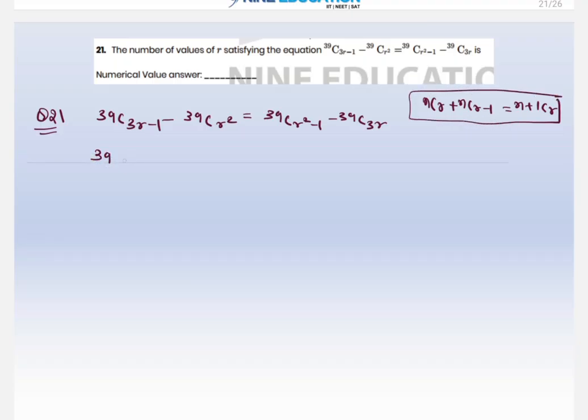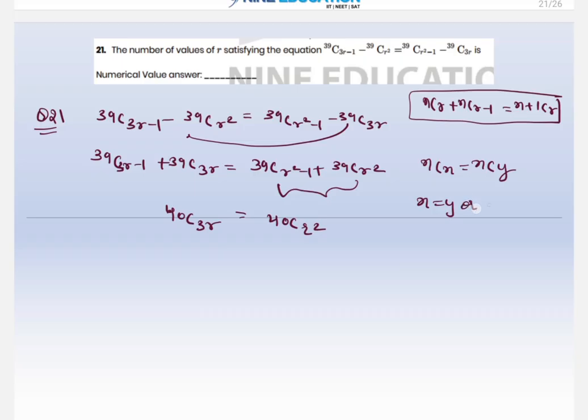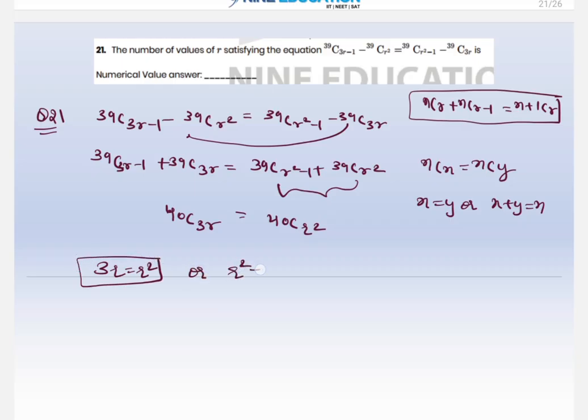Now 39C(3r-1), take it there, so this is plus 39C(3r). Now this is 39C(r²-1) plus 39C(r²). This plus this will be equal to 40C(r²), and this is equal to 40C(3r). Now whenever nCx = nCy, either x = y or x + y = n. So 3r = r², or r² + 3r = 40.